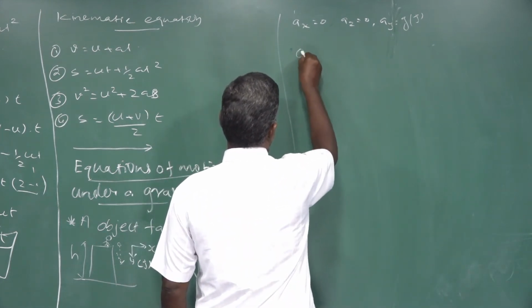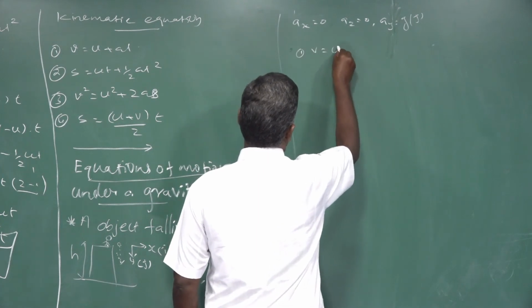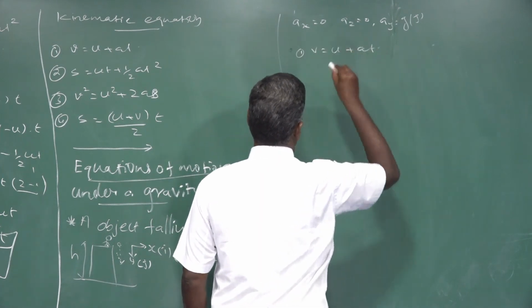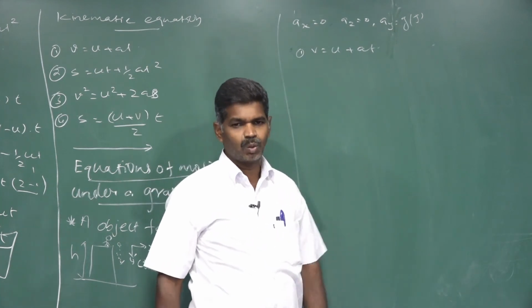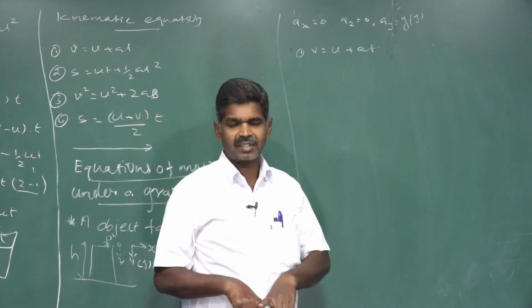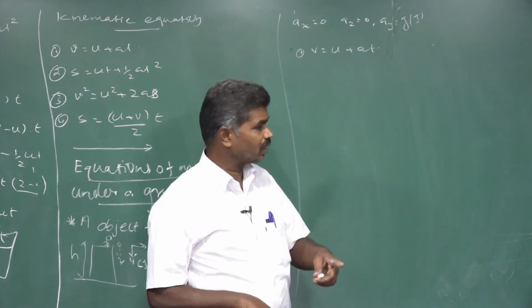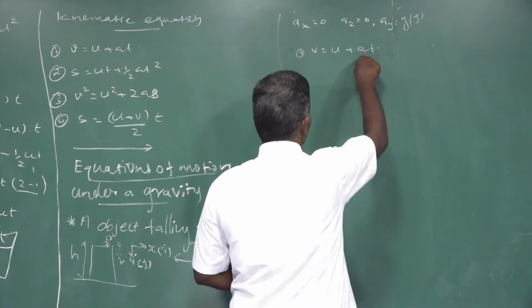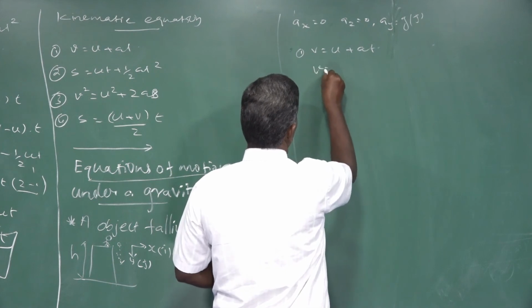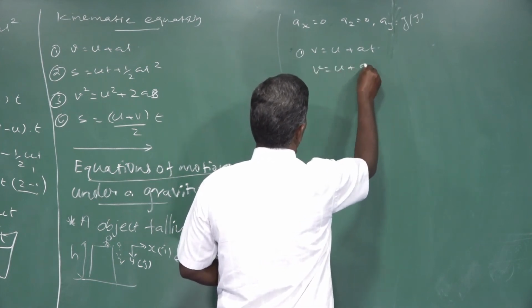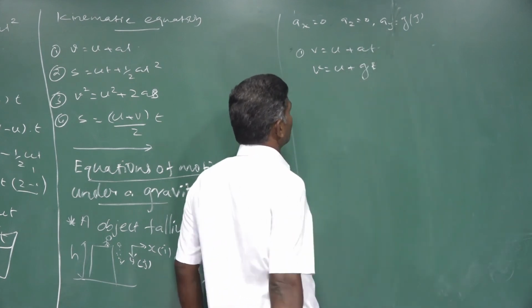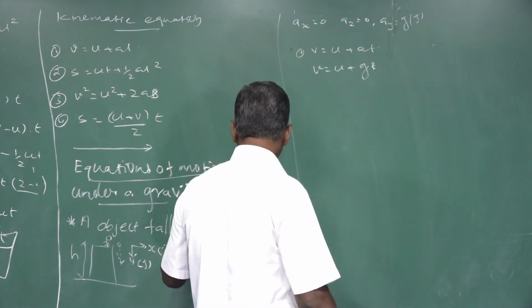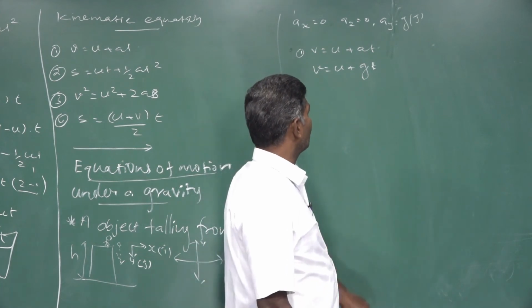First equation is v is equal to u plus at. If you throw with some initial velocity, there we have a u value. But acceleration is only by the gravity. That's why here this equation is changed as v is equal to u plus gt. Instead of a, we can substitute g, because it moves under gravity in the downward direction.